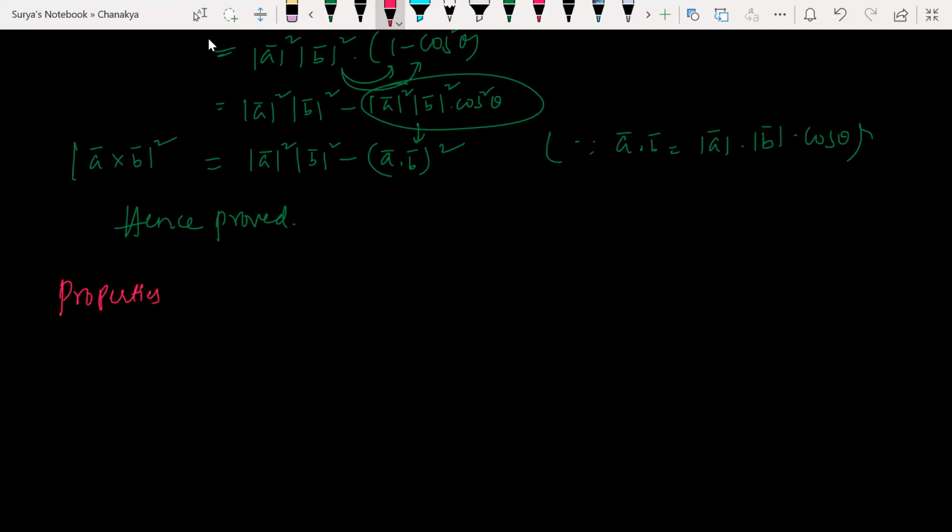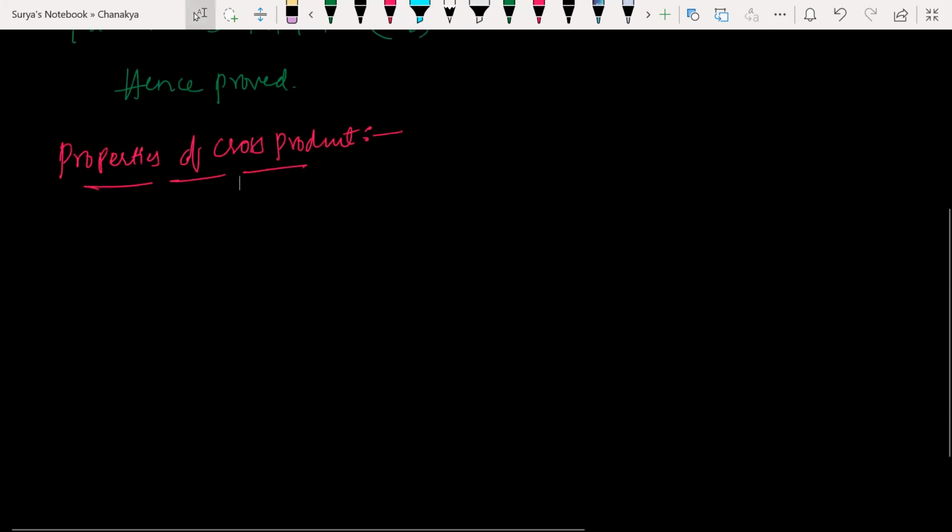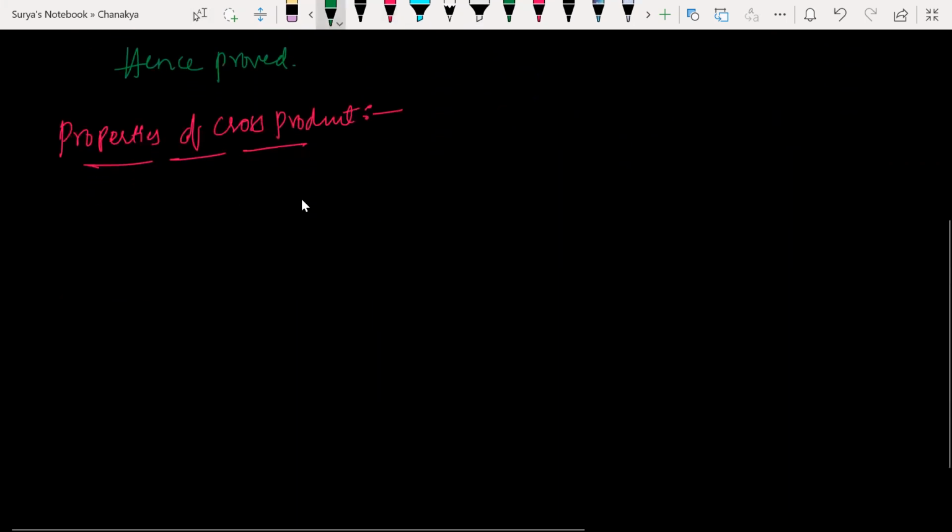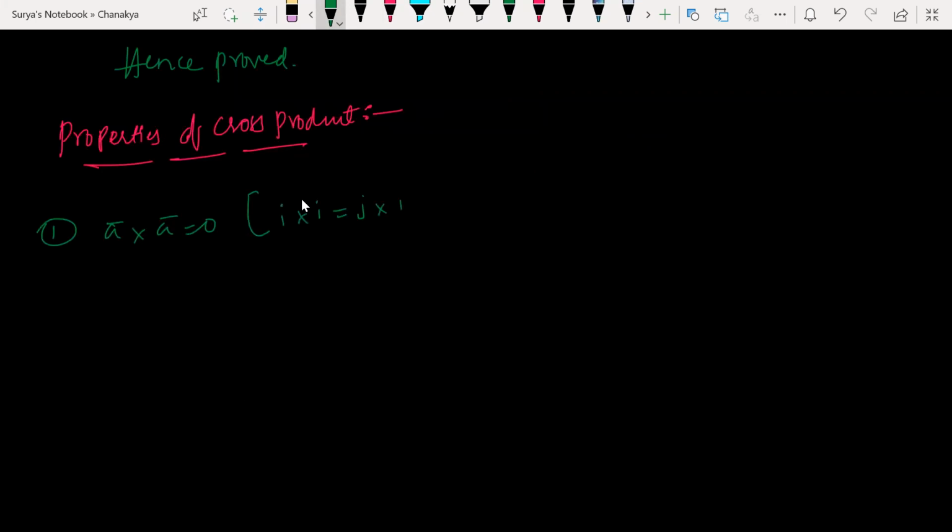Next we'll write the properties. Properties of cross product. So first of all, let me write all the properties, then we will go further. Here i cap cross i cap is equal to j cap cross j cap.